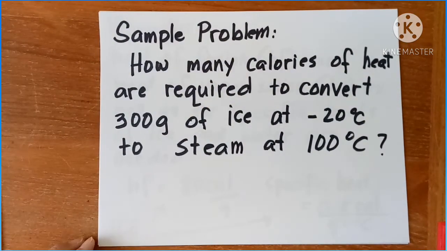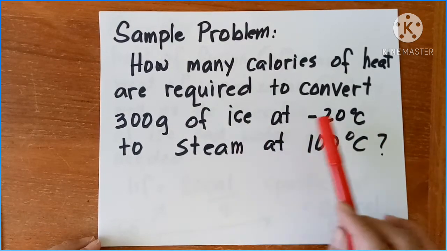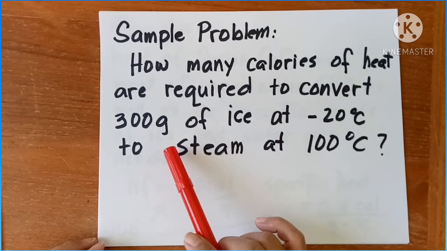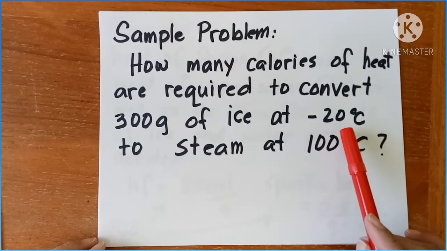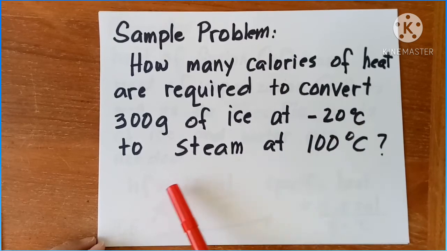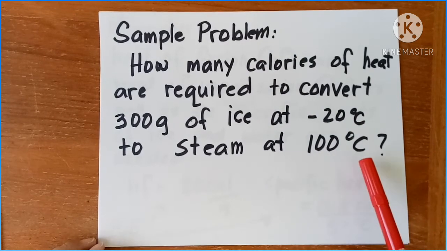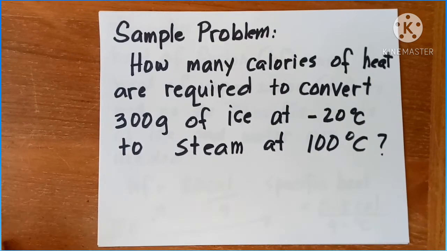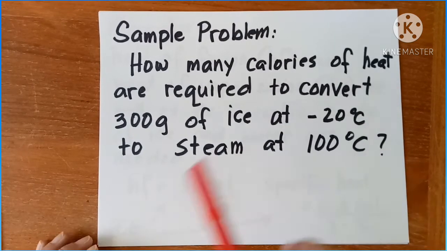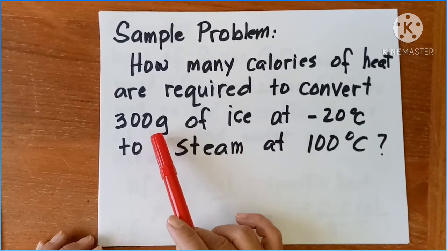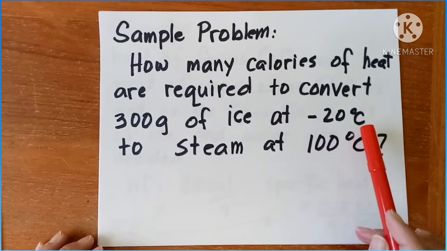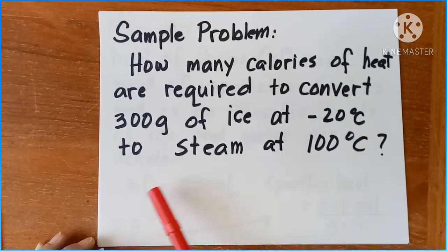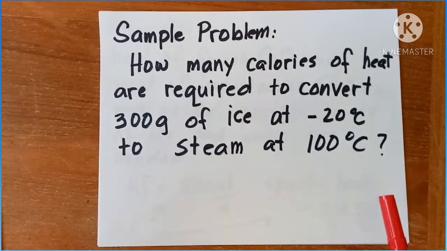Alright, so let's have another sample problem. This time, our problem is how many calories of heat are required to convert 300 grams of ice at negative 20 degrees Celsius to steam at 100 degrees Celsius. So we need to know the procedure, how we can compute the amount of heat required to convert 300 grams of ice at negative 20 degrees Celsius to steam at 100 degrees Celsius.